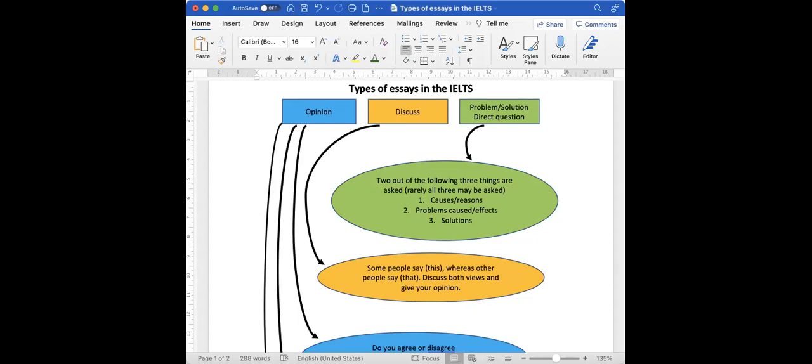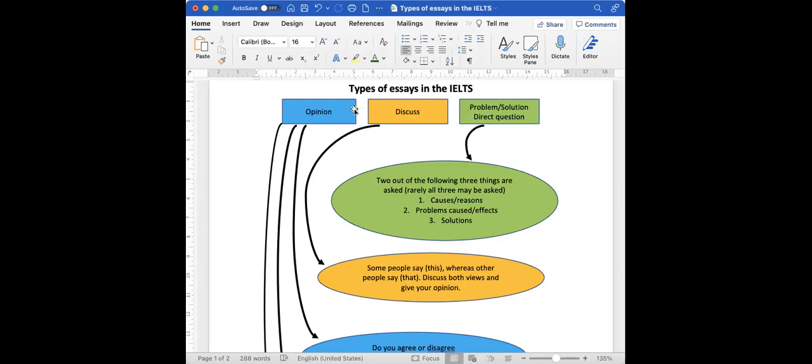Ma'am, can you give an example? Yes, I'm going to handle one essay of every type, ma'am. Don't worry, I'm going to give you an example. So that is the discuss essay basically.